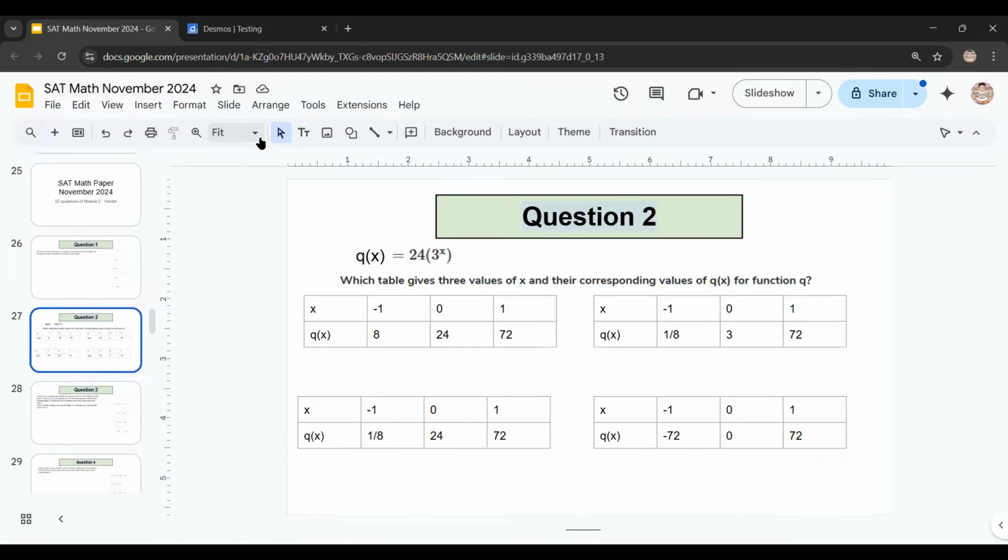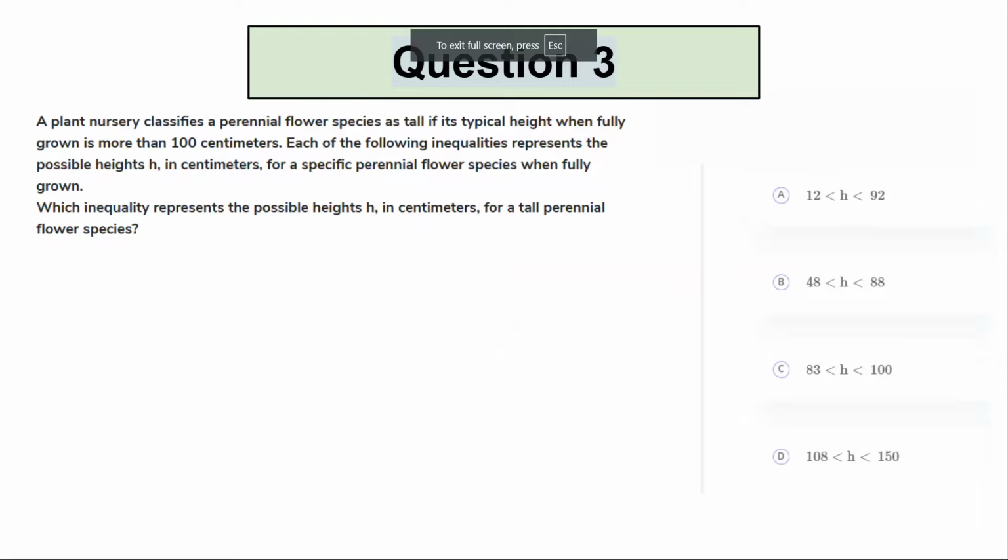That is my answer, which is 8, 24, 72. That is option number A only. Okay, so this table is our answer, not the other ones. Done? Now let's move on to question 3.